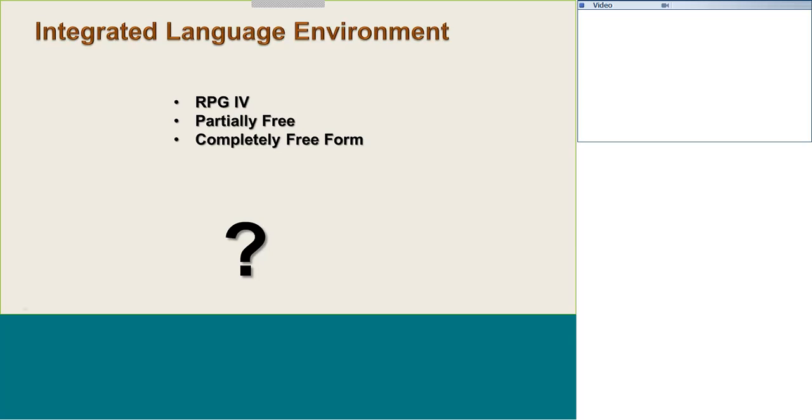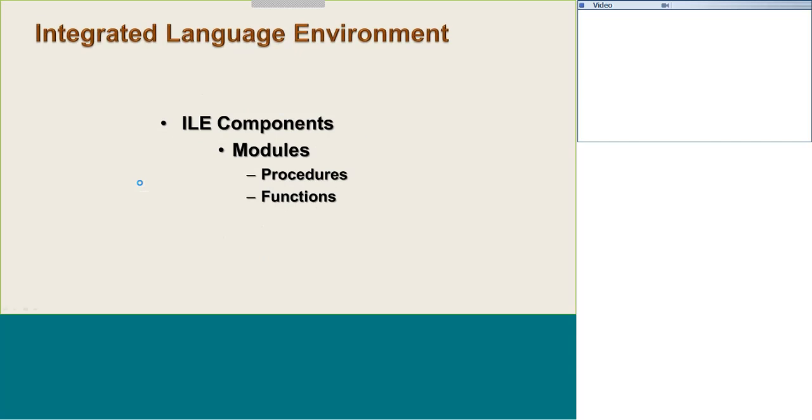So, we have RPG4, either fixed, partially free, or completely free form, which has been optimized to operate in the integrated language environment of the IBM i. So that is what we're dealing with. We're dealing with RPG4 in the integrated language environment. Let's have a look. There are really only 3 ILE components: modules, procedures, and functions.